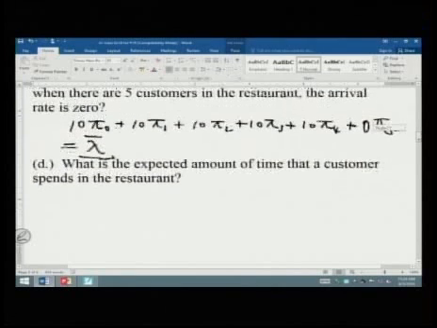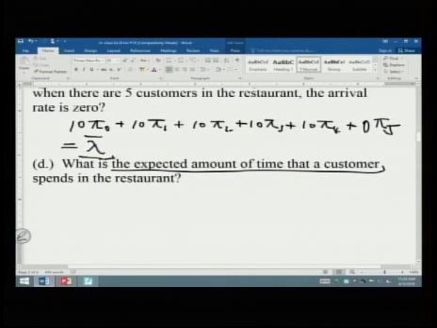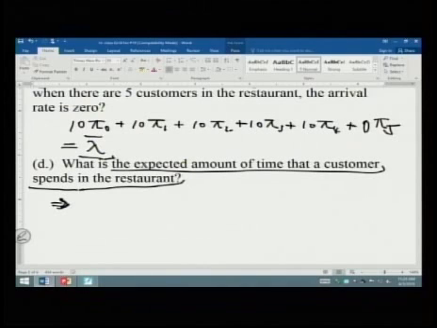Then, here's the next question. The next question asks you the expected amount of time the customer spends in the restaurant. So it's asking you the average waiting time in the entire system, okay? In the birth-death process, and in general in queuing theory, it is represented by capital W, okay?